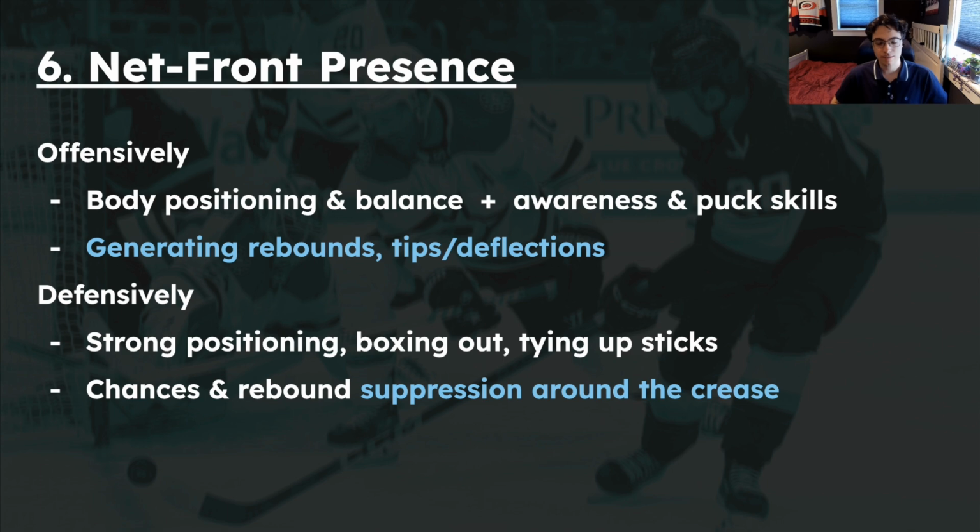And lastly, we have net front presence. This is where we get a bit of a separation between defenseman and forward metrics. So offensively, you're looking to generate rebounds, tips, deflections, and convert off those opportunities. Whereas defensively, you're hoping to suppress any sort of chance or rebound around the crease. Either way, the ideal candidate in this metric, whether offensively or defensively, will be able to portray a good amount of body positioning, balance, and awareness around the net.